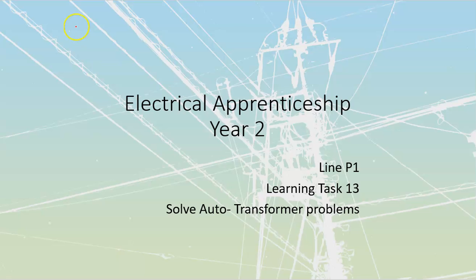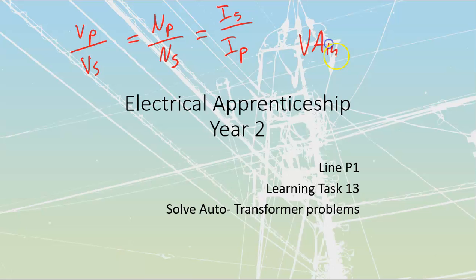The voltage over the primary, Vp over top of Vs, is going to be equal to the number of turns on the primary over top of the number of turns on the secondary, which is going to be equal to the current on the secondary over top of the current on the primary, right? The current one is the flipped one, the other ones stay the same. We also have that super important one, VA in is equal to VA out. Once again, power doesn't lie.